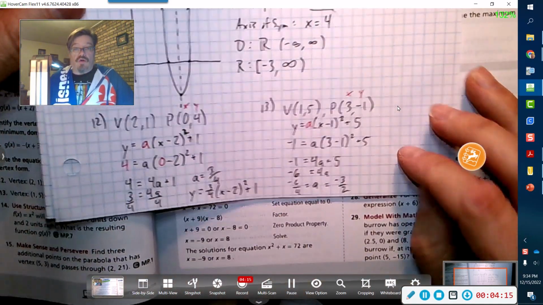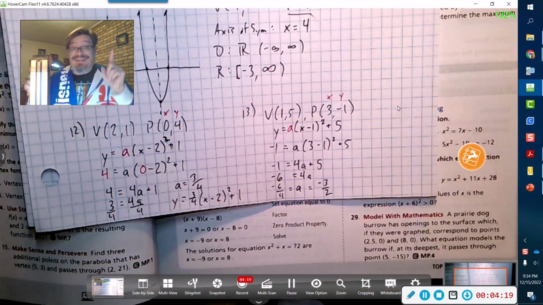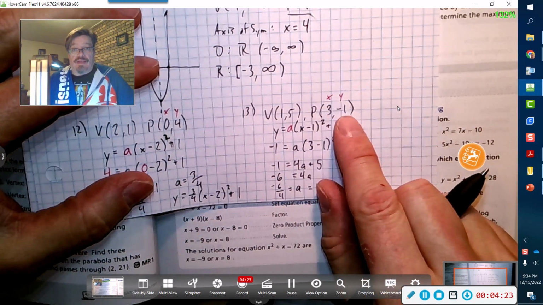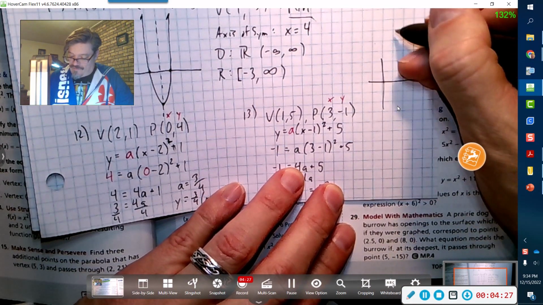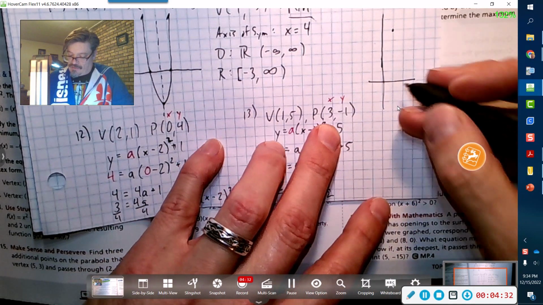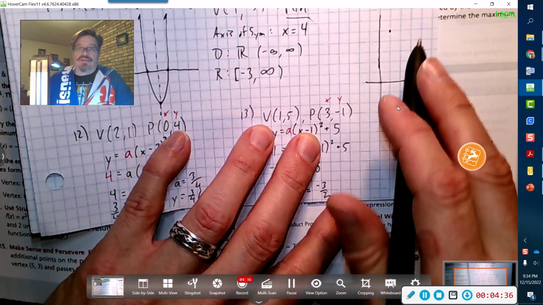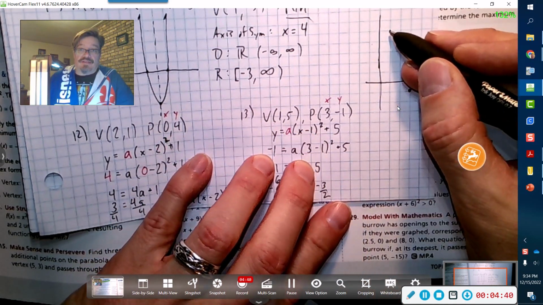Alright, so this guy, because it's negative, meant that this guy has to point down in order to pass through this point 3, negative 5. And let's just take a second to think about that too. 1, 5 would be right there. Okay, and if it has to pass through 3, negative 1, you can see right there that in order to pass here, and if that's the vertex, it must point downwards.